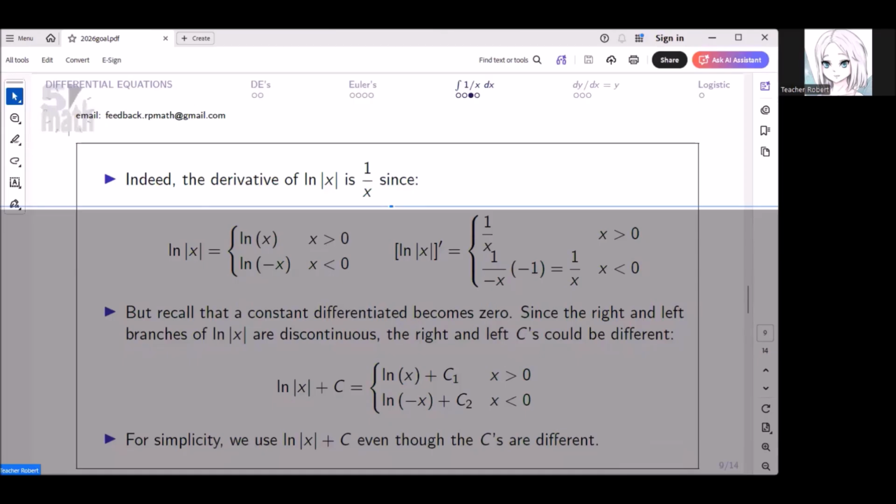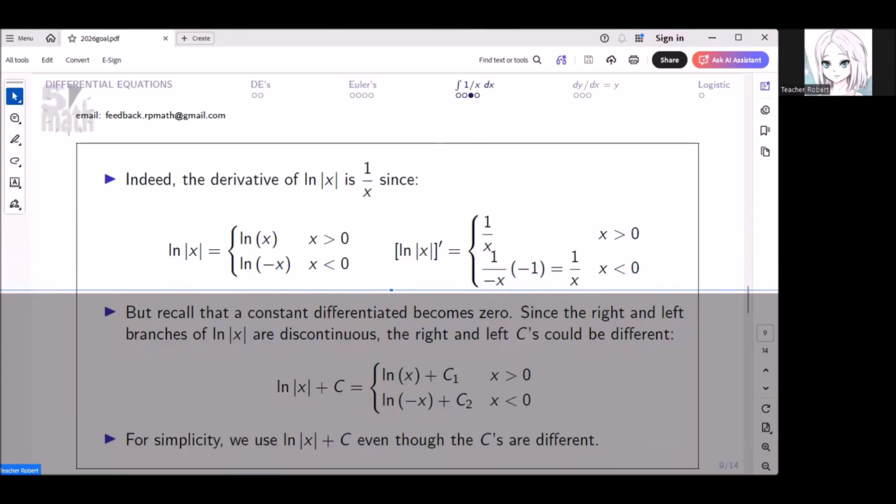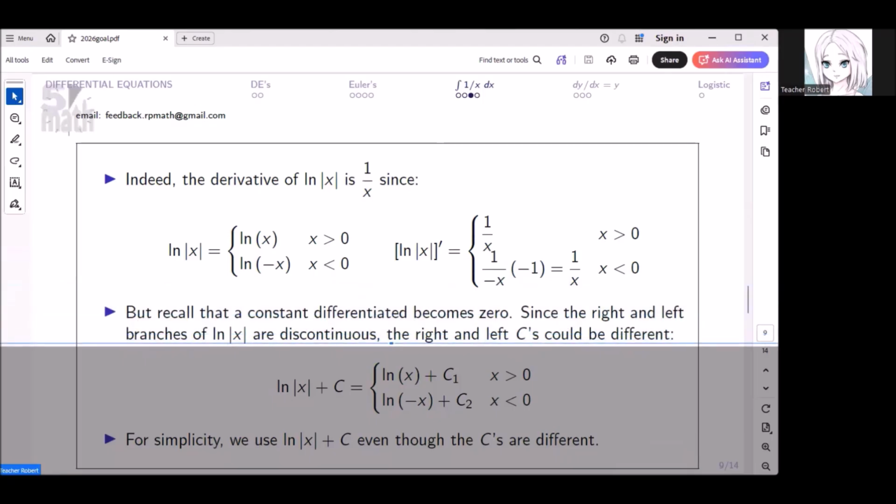Indeed, the derivative of ln absolute value x is 1 over x, since ln absolute value x equals ln x for x greater than 0, ln negative x for x less than 0. The derivative of ln absolute value x equals 1 over x for x greater than 0, and 1 over negative x times negative 1 equals 1 over x for x less than 0. But recall that a constant differentiated becomes 0. Since the right and left branches of ln absolute value x are discontinuous, the right and left c's could be different.